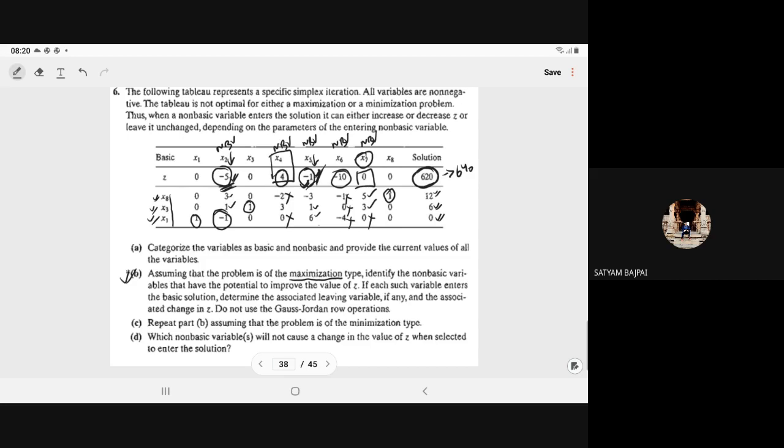So due to x7 and x5, there is no change, if x5 and x7 are entering. So in the last part, they have asked this only: which non-basic variable or variables will not cause a change in the value of z when selected to enter the solution.